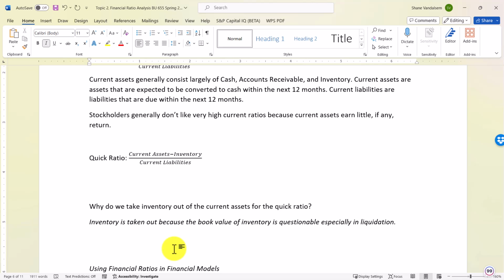But what I've generally found, and what's generally true, is that getting the money out of inventory in a liquidation situation where you have to sell off the assets of the firm, a lot of that value just isn't there. So the book value of inventory is questionable. We can usually divide up inventory into three different categories: raw materials, work in progress or work in process, or finished goods.